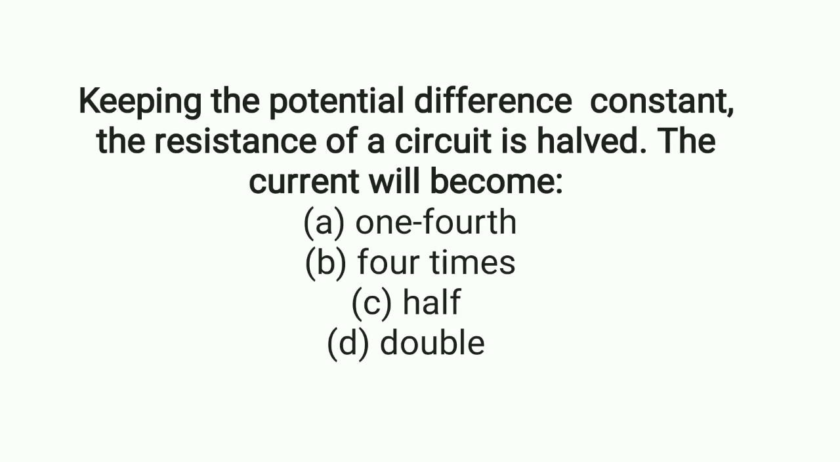Next question. Keeping the potential difference constant, the resistance of a circuit is halved. The current will become option A, 1/4. Option B, 4 times. Option C, half. Option D, double. So the current will become double. So option D is the right answer.